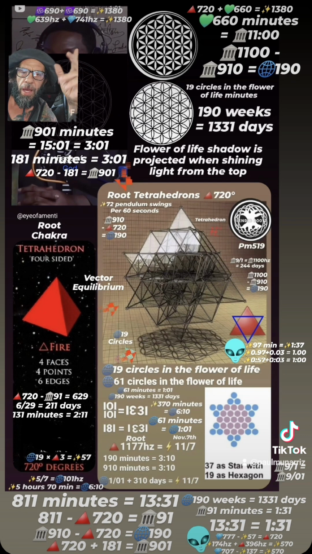1331 equals 131. 181 equals 1331. So 720, your tetrahedron, minus 91 equals 629, when the date 629 equals 211 days on leap year. 131 minutes equals 211 in time. So this thing just keeps going and going. So 720, your tetrahedron, minus 181 equals 901, when the date 901 equals 244 days. 244 minutes equals 404 in time. So 901, the date, you can either write that as 91 or 901.